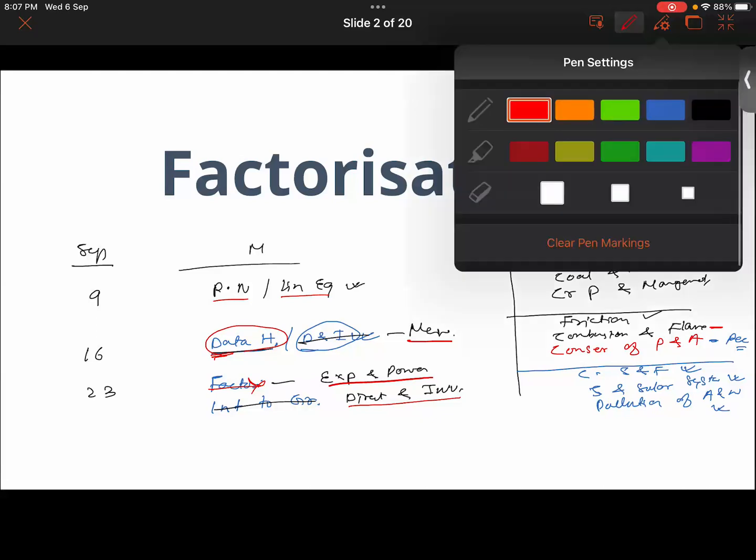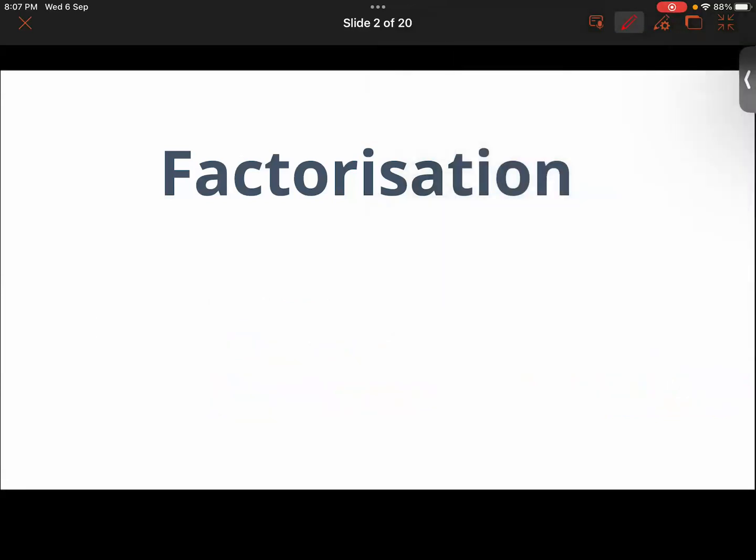So today is 6 September. After 2 days, you will be having your test right now. Okay. So what about you, Arham? Will you be continuing? Like factorization is not part of your syllabus. Yes, sir. Okay. If you wish, you can continue, or if you wish, you can leave the class.